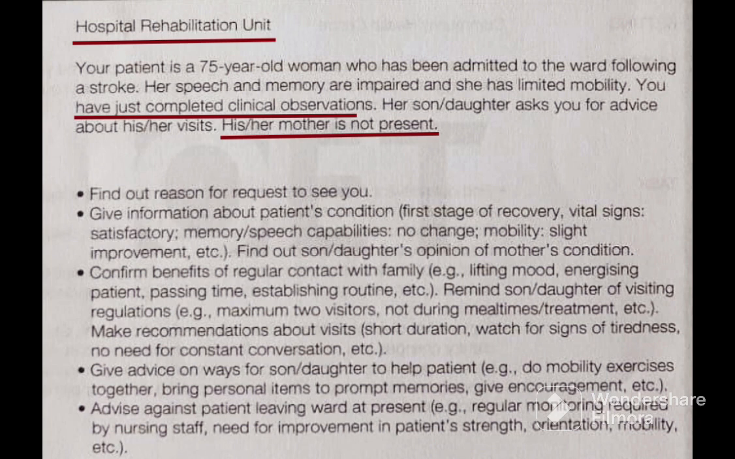So here you can see your patient is a 75-year-old woman who has been admitted to the ward following a stroke. Her speech and memory are impaired and she has limited mobility. You have just completed clinical observation. Clinical observation means vital sign monitoring. Her son or daughter asks you for advice about his or her visit. His or her mother is not present. Here also you can see that the patient is not present. That means you are talking in the corridor or in the nursing station or outside the room. So here also it is important that you ask in detail regarding the patient during the conversation.